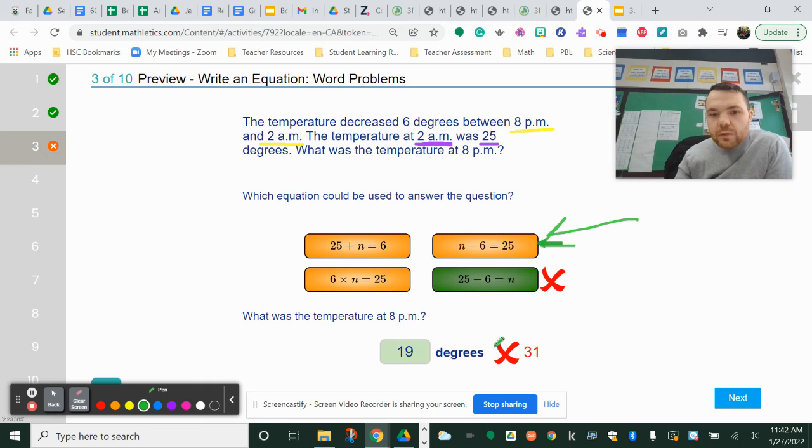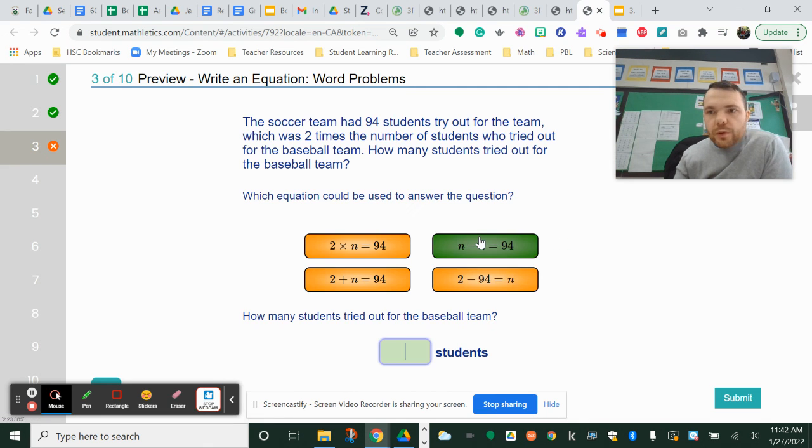So because it had already happened, this is the correct equation that represents that. Now, to solve that, you would need to see how you can balance the equation, and indeed 31 degrees would be the correct answer. Okay, so they're tricky. Let's do another one right now. Let's go. Next. Okay, let's do another one of these.